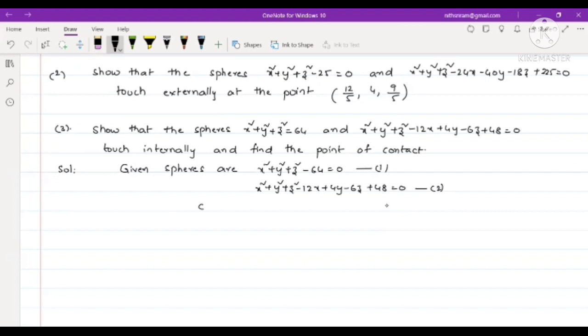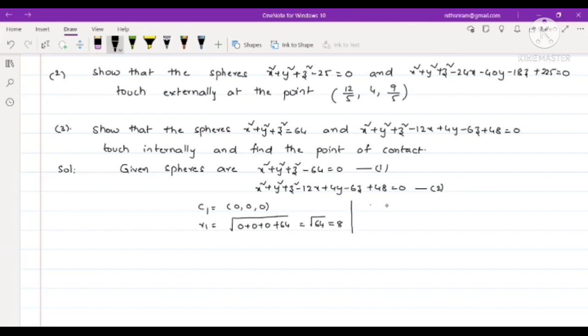Now I am finding the center for the first sphere, that is C1. In the first equation we do not have x term, y term and z term, so the center of the sphere is the origin, that is 0, 0, 0. Coming to the radius, R1 is square root of u square plus v square plus w square minus d. So we get 0 plus 0 plus 0 minus d. Since we have minus 64, if you write another minus, we get plus 64. So we get root 64, which is 8. So this is the center and radius of the first sphere.